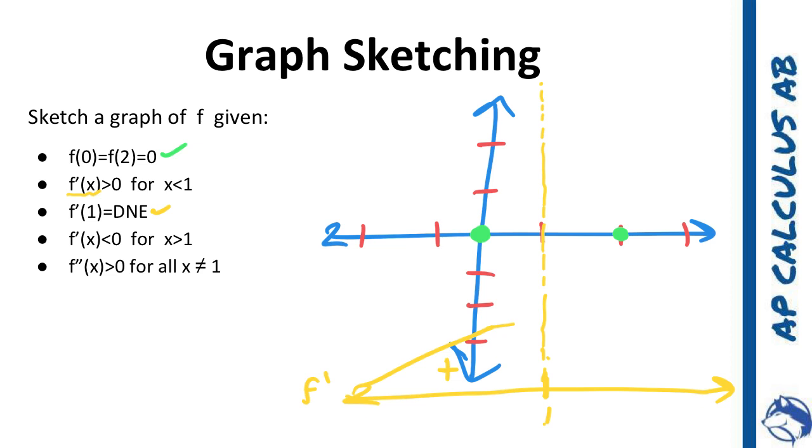They also say that f prime is negative for all x greater than 1. So that means it's going to go down like that. It's going to have a downward slope. So this piece and this piece are taken care of.